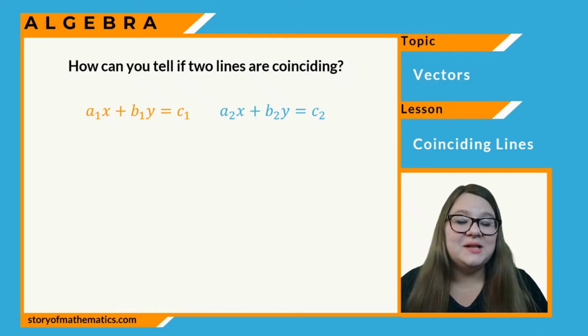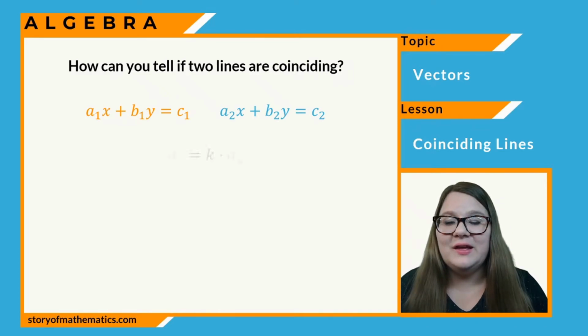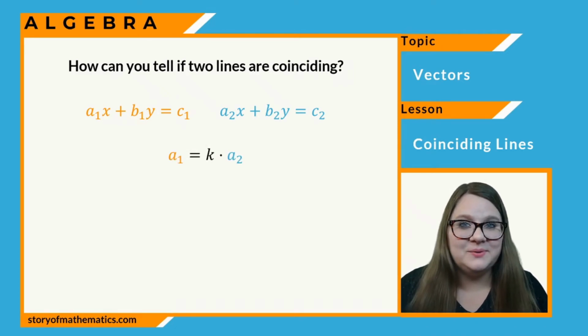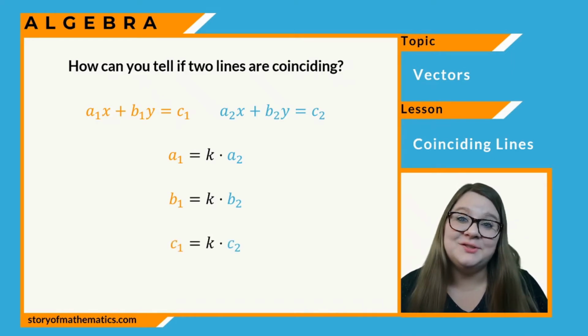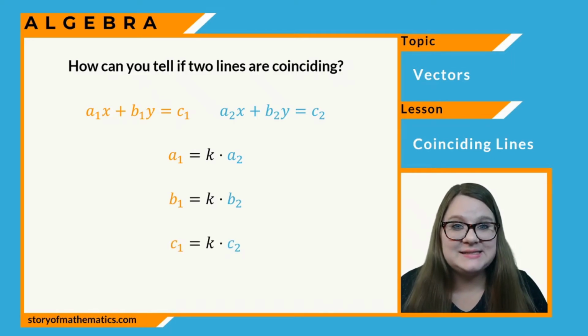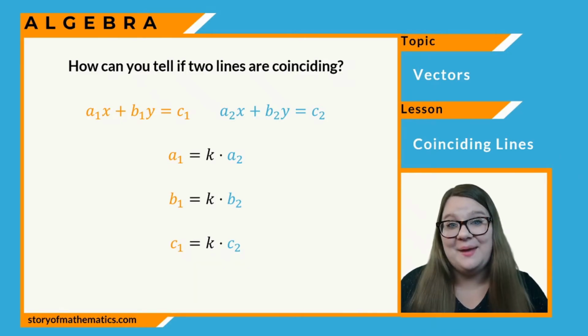Now, if these two lines are coinciding, then a1 is a multiple of a2, b1 is a multiple of b2, and c1 is a multiple of c2. In all of these cases, k will be the same.